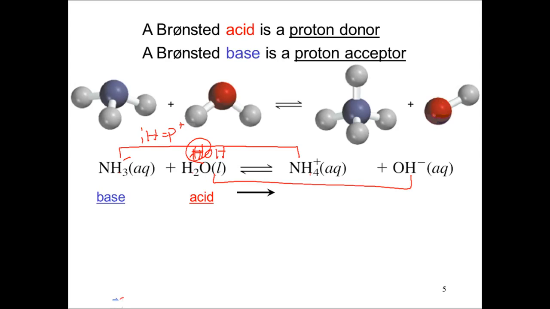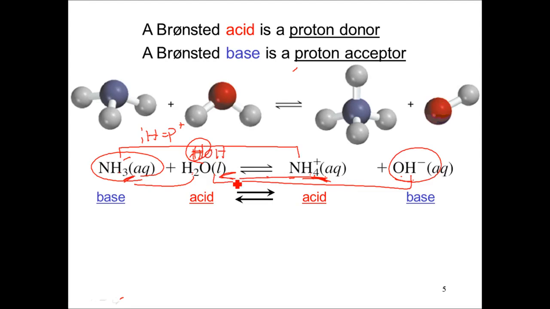Now, over on the ammonia, it is going to accept that proton. It's going to accept that proton and move from 3 hydrogens up to 4 hydrogens. Then on our product side, it's easy to identify who's the base: it's the hydroxide ion. Finding the acid, let's do the reverse. In the reverse, the ammonium is donating the hydrogen to the hydroxide ion to go back and make water and ammonia.